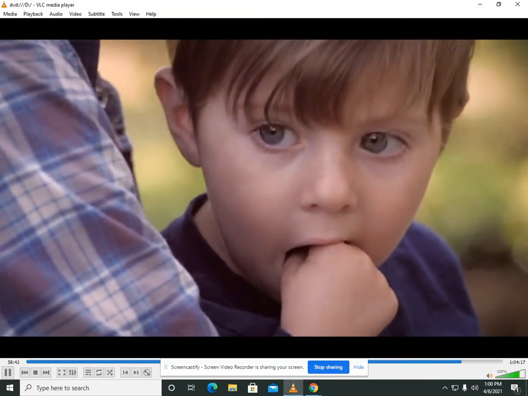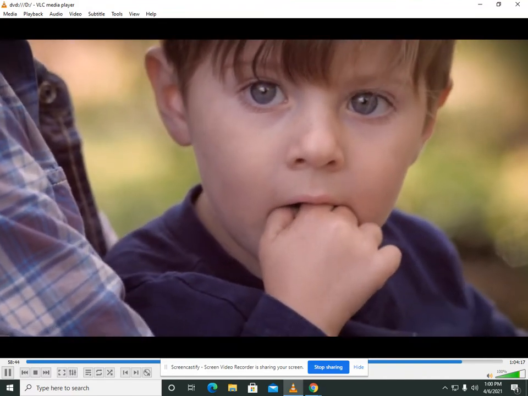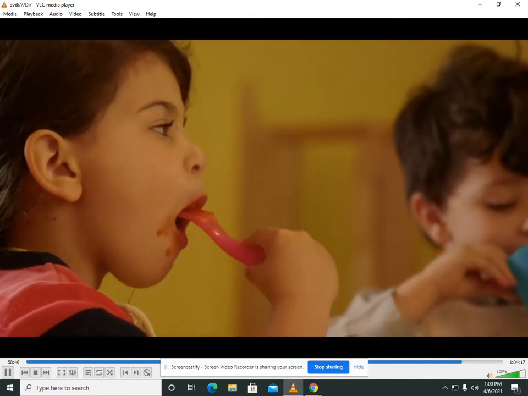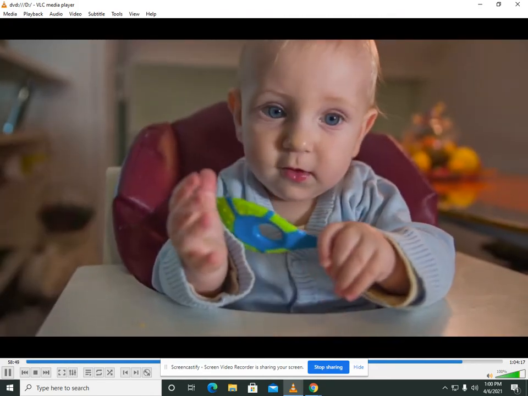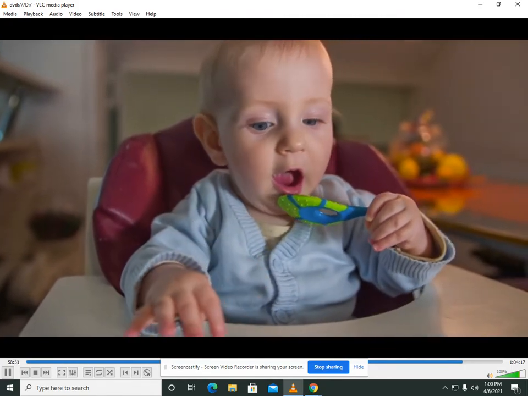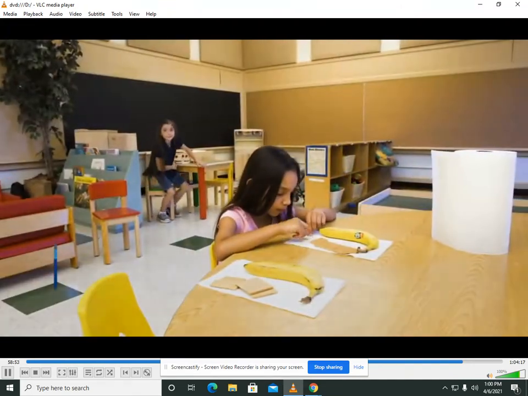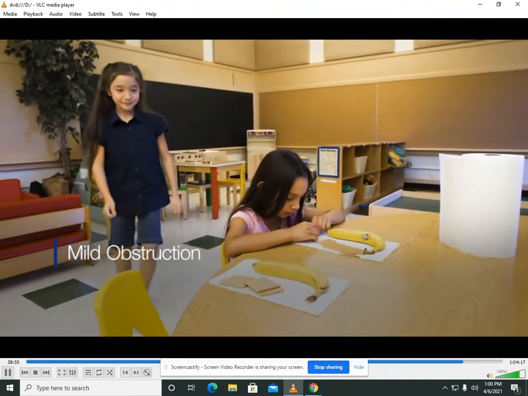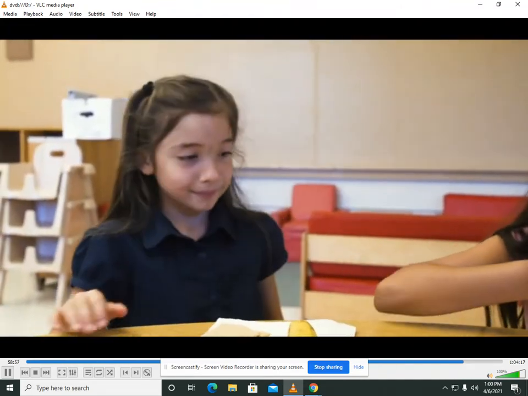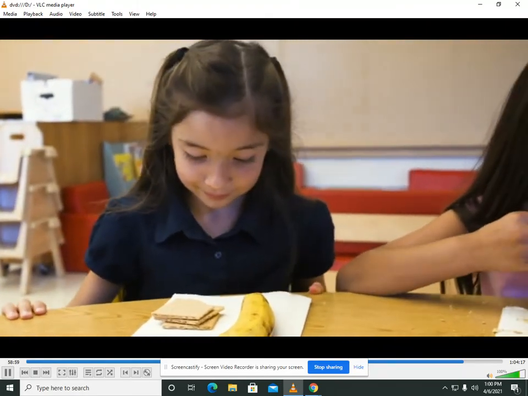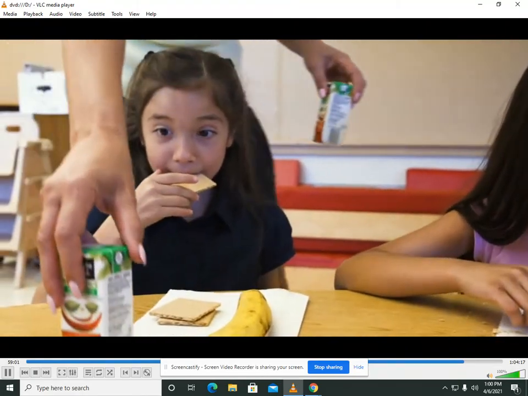Young children are particularly at risk for choking because of the small size of their air passages, inexperience with chewing, and a natural tendency to put objects in their mouths. To provide the appropriate care, you must first be able to recognize the difference between a mild blockage and a severe blockage.